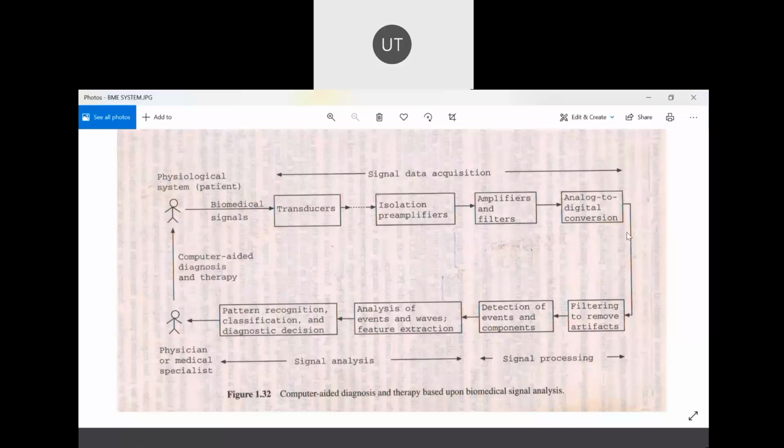And then you need to do the processing of the signal, like filtering to remove the artifacts. That means some noise or movement, because of the movement of the leads connected to the patient, the signals will vary. So filtering to remove the artifacts is required. Then events and component detection, that is signal processing. Then analysis of the events and waves and pattern recognition. Okay, so this is the basic computer-aided diagnosis. When we start the next lecture, we will revisit this and have a discussion on it also.